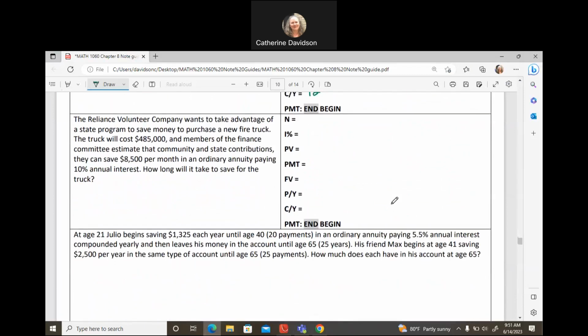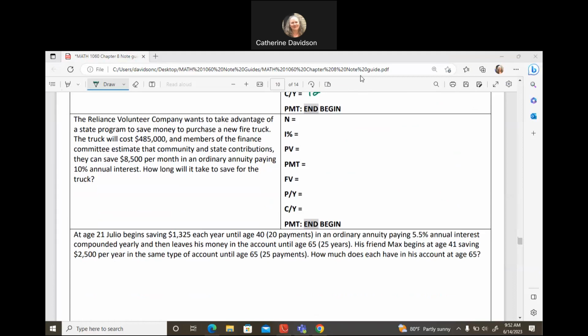The Reliance Volunteer Company wants to take advantage of a state program to save money to purchase a new fire truck. The truck will cost $485,000. The members of the finance committee estimate that with community and state contributions, they can save $8,500 per month in an ordinary annuity paying 10% annual interest. How long will it take to save for the truck?